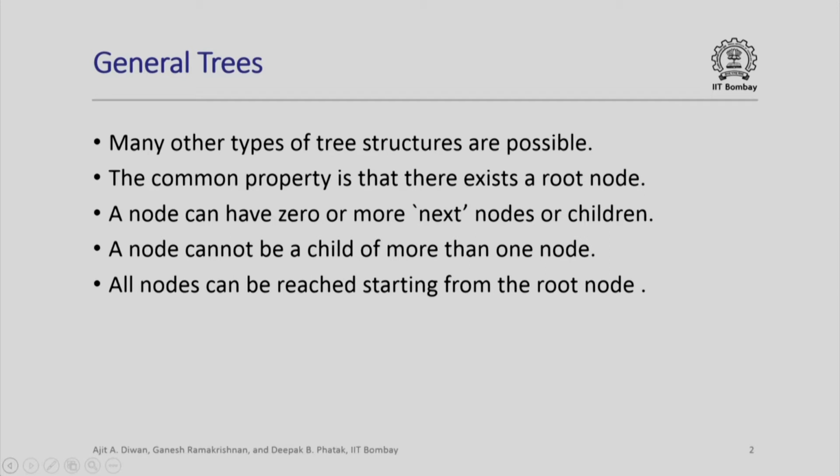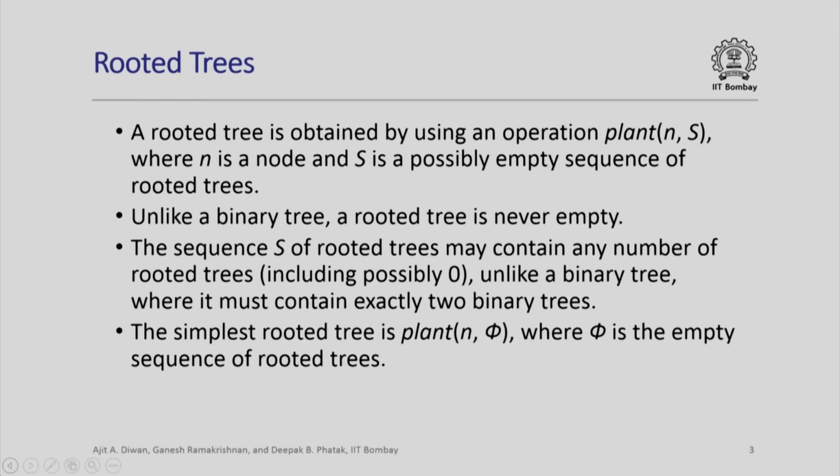The common property in all these structures is that there is a starting node called a root node, and a node can have 0 or more next nodes which are called children, but a node cannot be a child of more than one node. So a node essentially has a unique parent, and all nodes can be reached starting from the root node. That is, start with the root node, look at its children, then look at its grandchildren, and so on. This will give you all the nodes in the tree structure, and many kinds of tree structures can be built with this property. So look at one general class of trees called rooted trees.